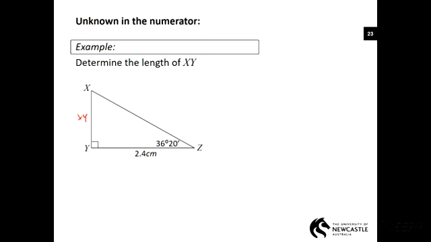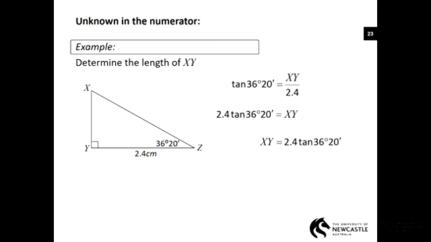So sine, cos or tan? Well, this is the hypotenuse, and we're not dealing with it. So it's not SOH, not CAH, it's definitely TOA. Tan equals opposite over adjacent. Tan of my whole angle equals opposite, XY, over adjacent, 2.4. Still the unknown's up the top. All I've got to do is multiply the 2.4 over, and then it goes straight to the calc.